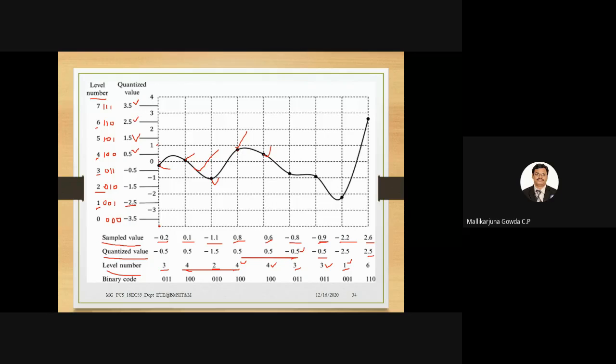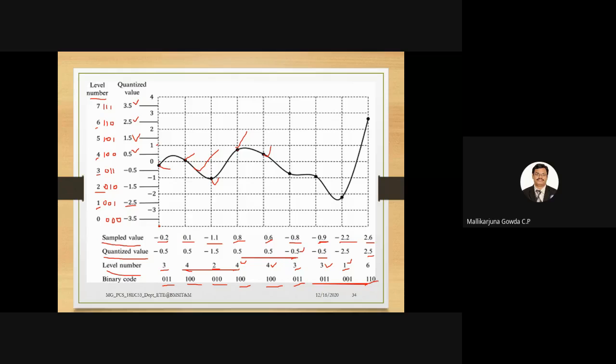Okay, for 6 it is 110. Hope you understand. Then for 1 it is 0001. For 3, 0011. Then again 3, 0011. 4 it will be 0100. Yes, 4 again 0100. 2, 0010. 4, 0100. Then 3, 0011.